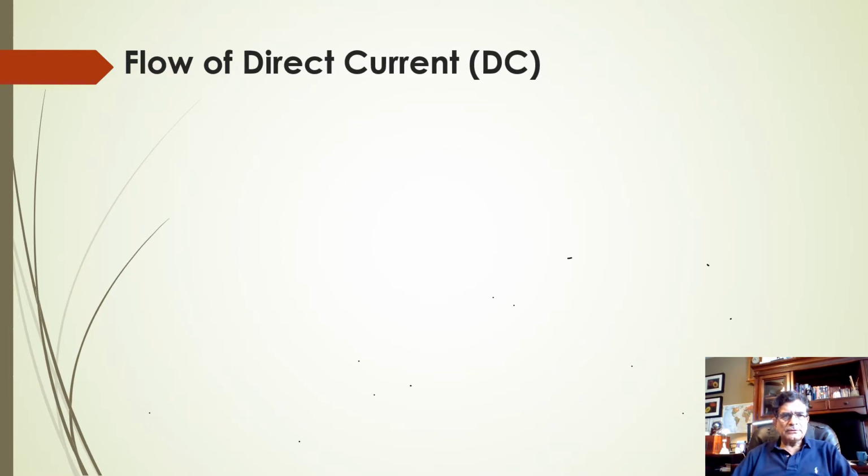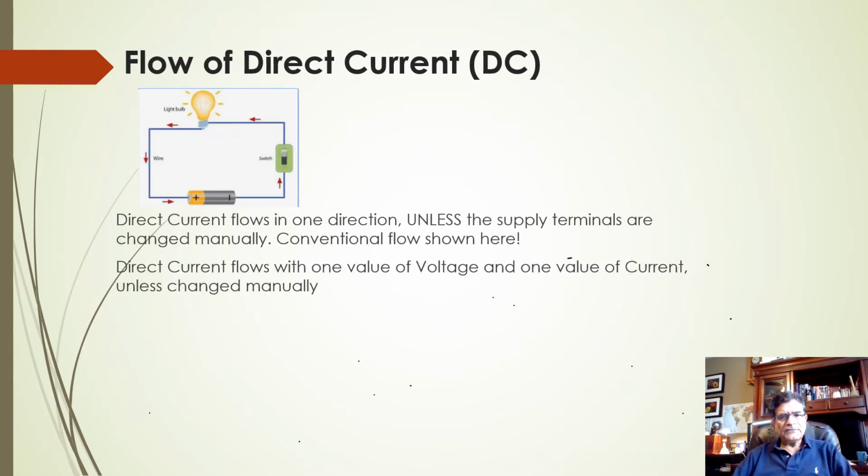So first, a review of DC, direct current, how it flows. This will help us in understanding the difference between the flow of DC and the flow of AC. So this is a very, very basic direct current circuit: a battery, a switch, and a load, in this case a bulb. The current flows in one direction only, either clockwise or anti-clockwise, depending on the terminals of the supply, a cell, a battery in this case.